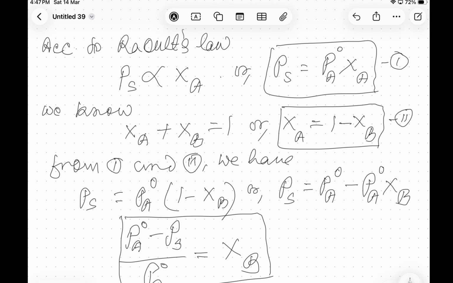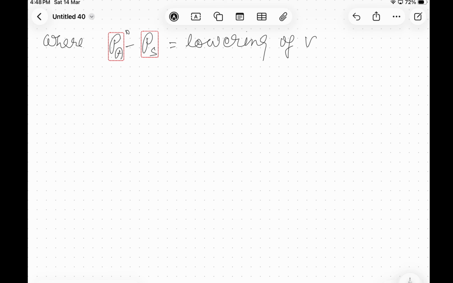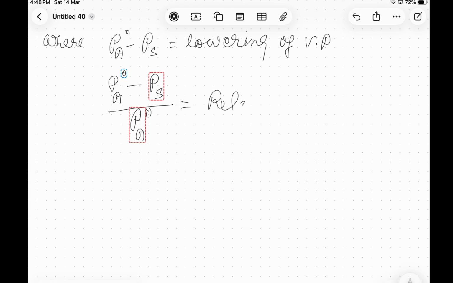It says relative lowering of vapor pressure is equal to mole fraction of solute, where PA naught minus PS is equal to lowering of vapor pressure, and PA naught minus PS by PA naught is called relative lowering of vapor pressure.